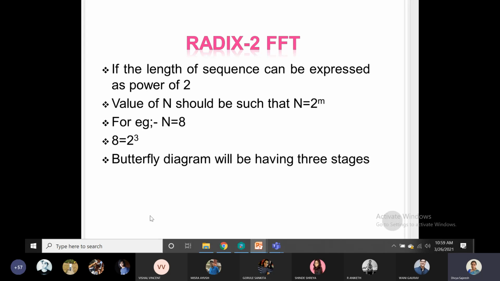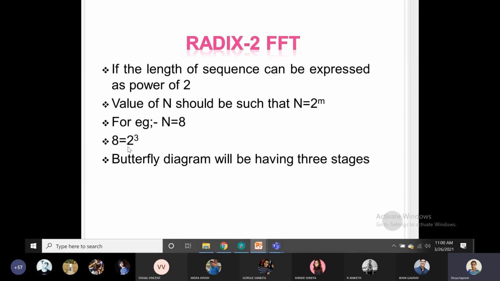Okay, so come back. So this is the case of radix 2. If I keep radix as 3, then N should be written as a power of 3. So if the sequence is of length 9, then I can write it as 3 square. So in general there is radix r FFT, but we will study the basic one, which is the radix 2 FFT.